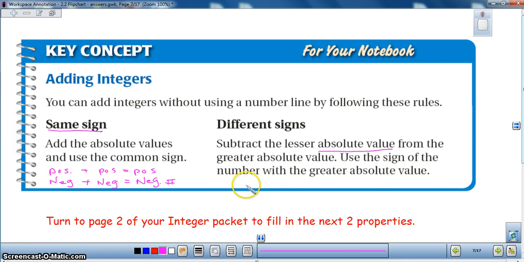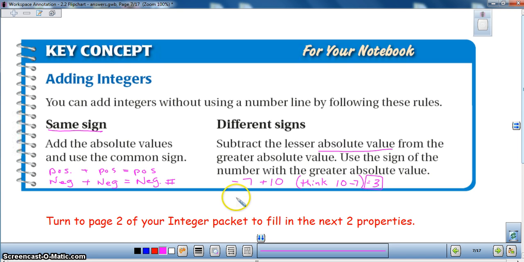We're going to do some examples with this, but if you take a look at this, what that means is if we have something like negative 7 plus 10, well, we take the larger absolute value. This is what we want to think in our head. So this is our thinking that we're doing. We're thinking 10 minus 7. 10 minus 7 is equal to 3. Since 10 was larger and it was positive, our answer is positive 3.